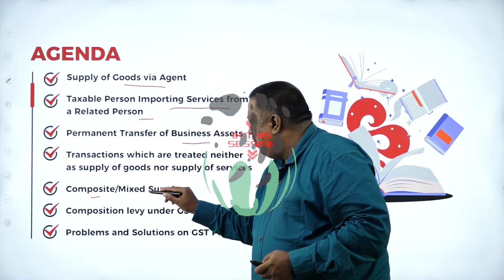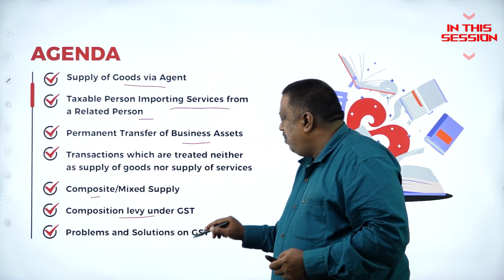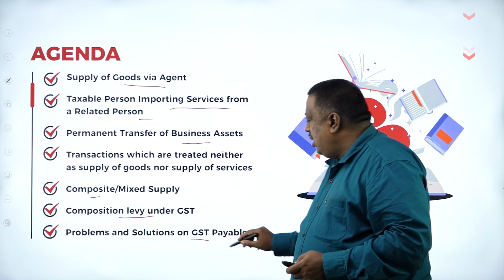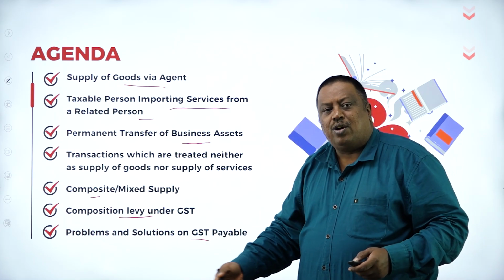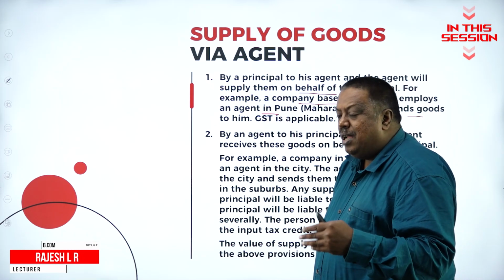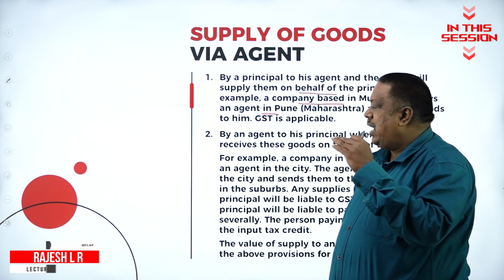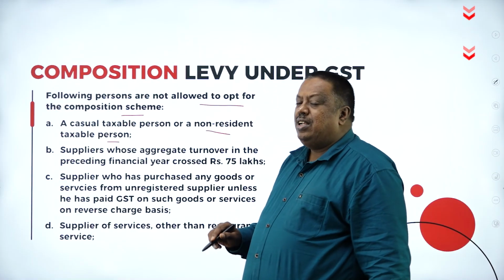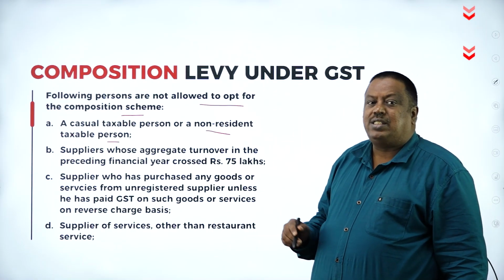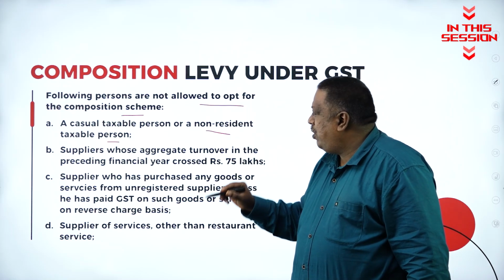Composite supply and mixed supply, composition scheme under GST, and we're going to solve certain problems on the composition scheme and normal scheme. When the goods have been moved from the main person, automatically the GST is going to be charged over there. A person who is doing business activities from outside India is not eligible for the composition scheme.